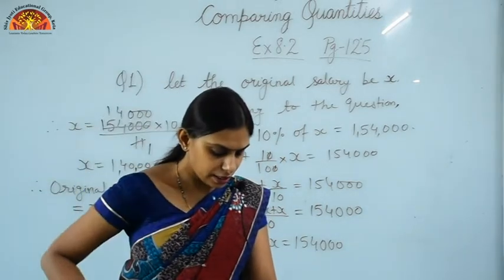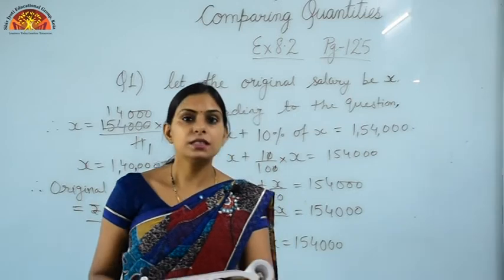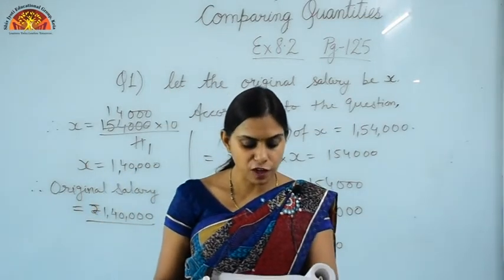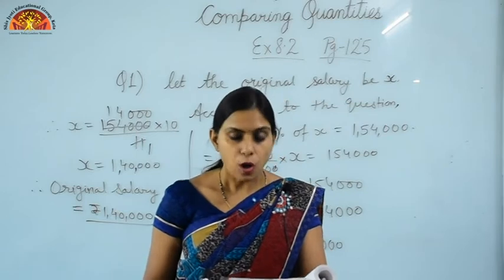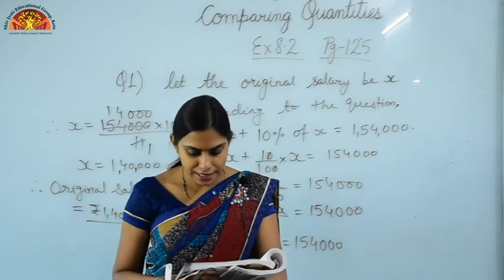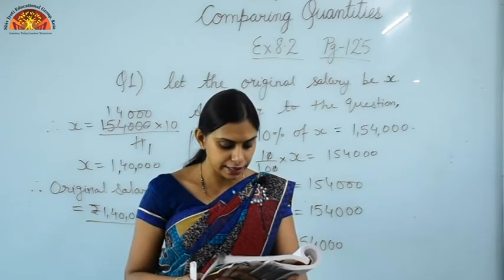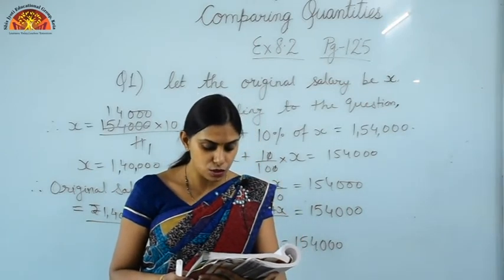Just see question number 2. Okay, just go through question number 2. On Sunday 845 people went to the zoo. On Monday only 169 people went. What is the percent decrease in the people visiting the zoo on Monday?